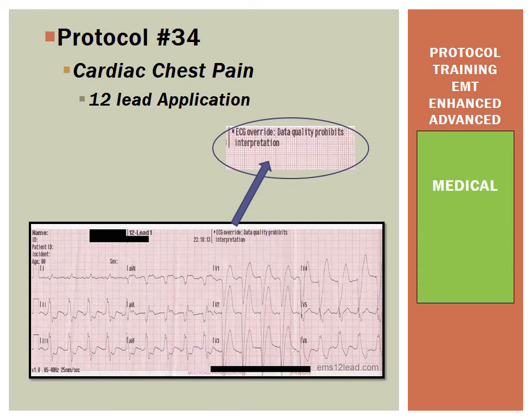So this is where you need to see the diagnostic on your 12-lead EKG. And it is in the middle of your 12-lead at the top. This one actually says ECG override data quality prohibits interpretation. And the reason why that one is there is because you will see that more often than not.